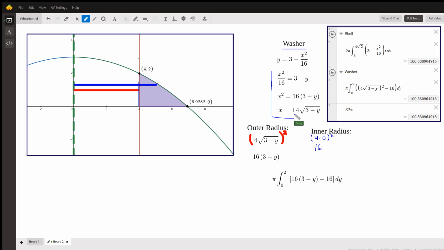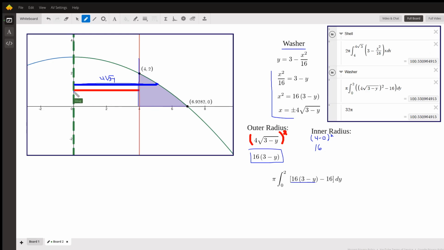At this point, we could say x equals plus or minus 4 times the square root of 3 minus y. We will, of course, be using the positive value to get from the axis of revolution out to that x coordinate. So the outer radius is 4 times the square root of 3 minus y. But for the washer method formula, we need outer radius squared. So if I square each factor, this is what I get. And that's what this is right here, outer radius squared.